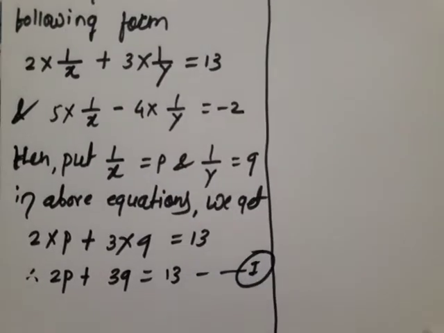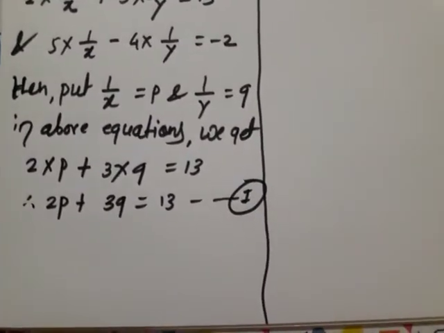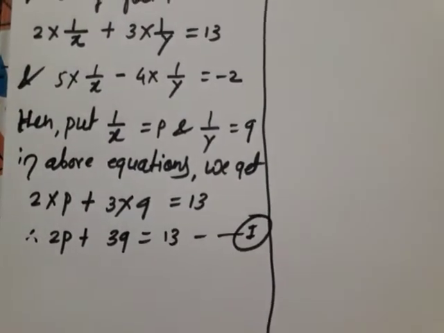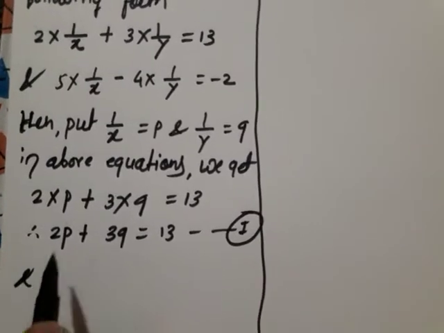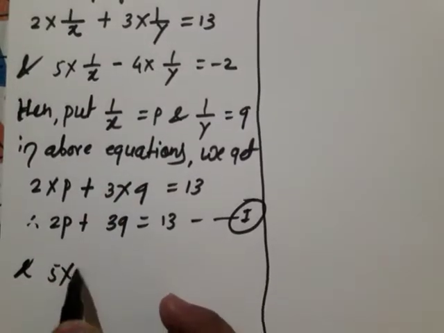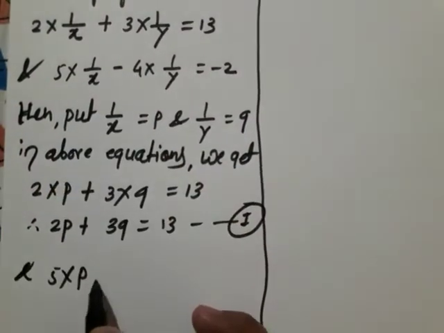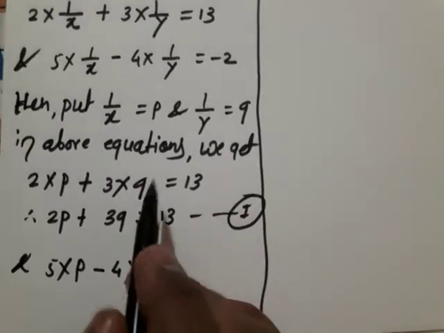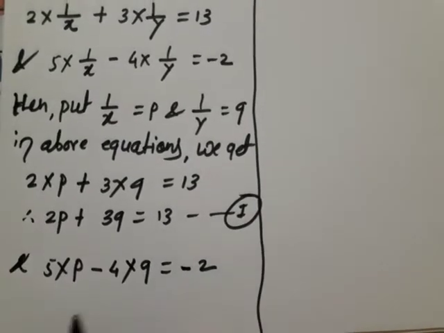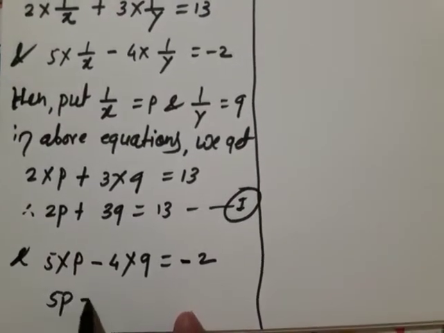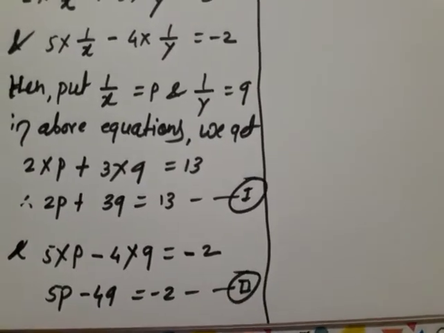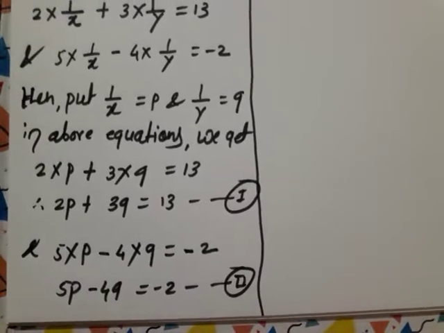This is the first equation. Now we got the first linear equation in two variables. Are you getting? Like that we will convert the second equation also. And 5 into 1 by x, that is, p, which sign is in between? Minus. 4 into 1 by y, 1 by y is equal to q, is equal to minus 2. Okay, 5 into p, 5p minus 4q is equal to minus 2. This is the second equation. Now we got here two equations.